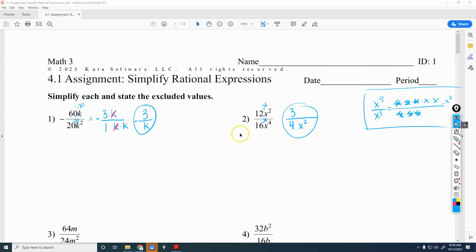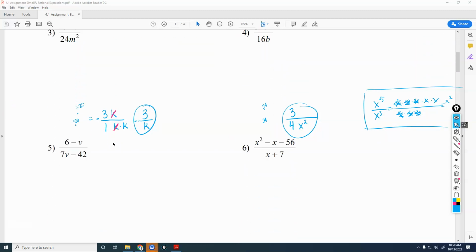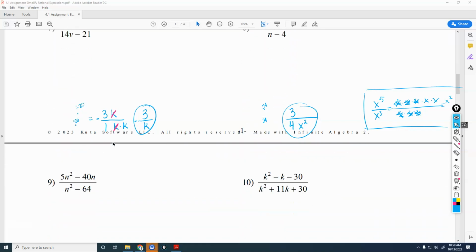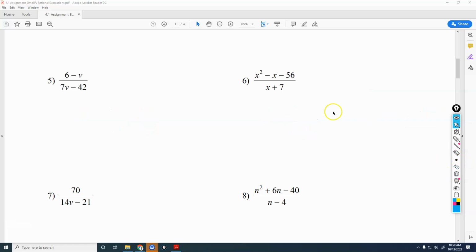Let me see if there's anything else here I need to go over. 3 and 4 are like that. Oh, we need to do 5. Yeah, those. So something like number 6 is like the ones we were doing, but the bottom won't factor because it's just an x plus 7. But what you're probably going to see is on the top, you're going to have something times x plus 7, and that x plus 7 will cancel. So whenever you have something like that, you just don't have to factor the bottom right there. Well, we'll go ahead and do 6.